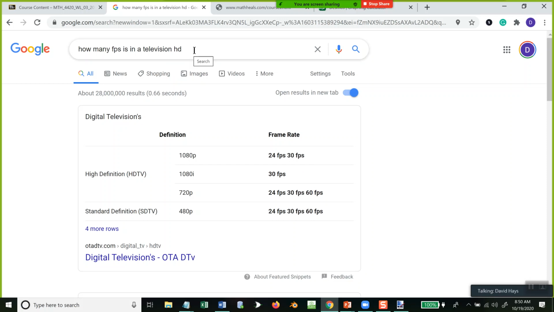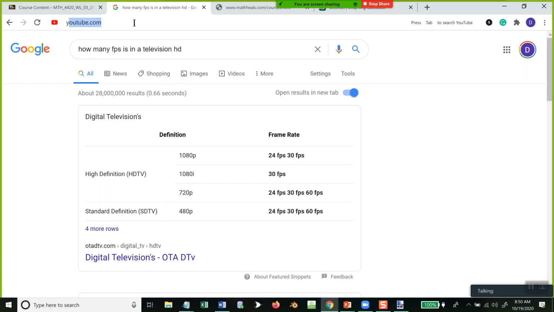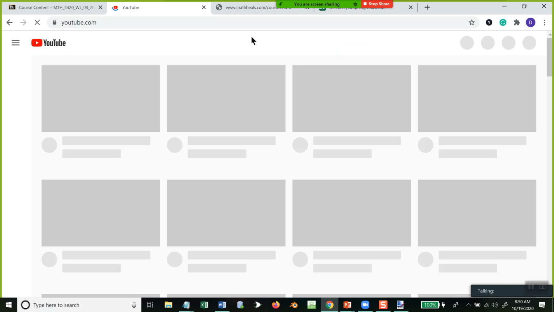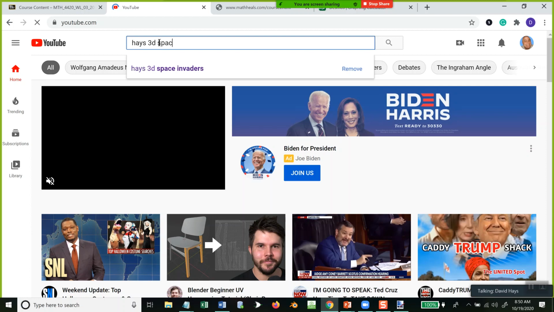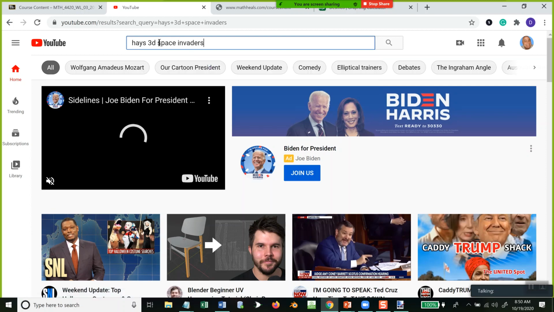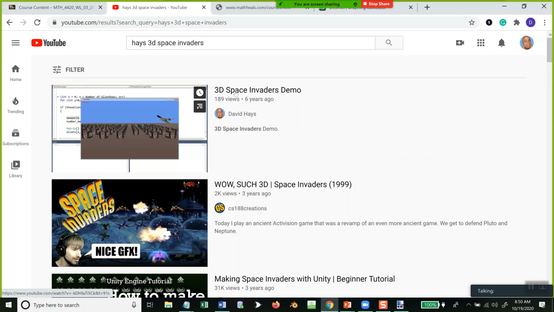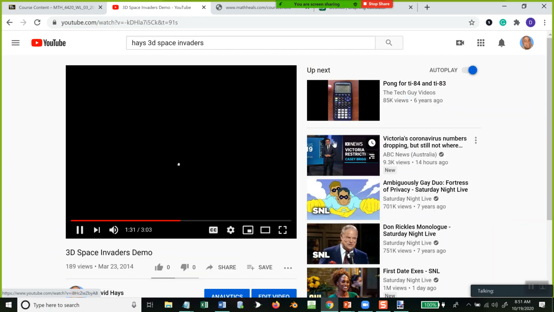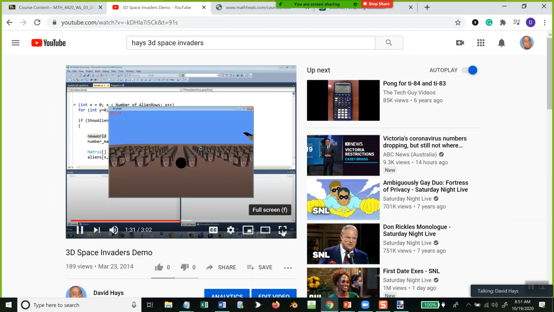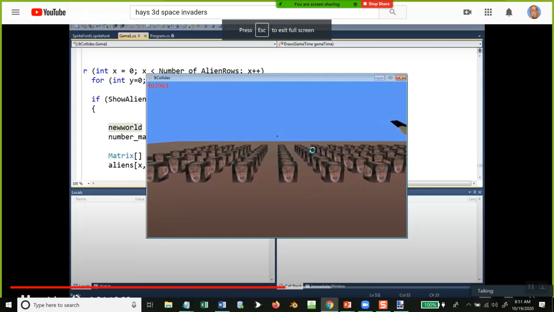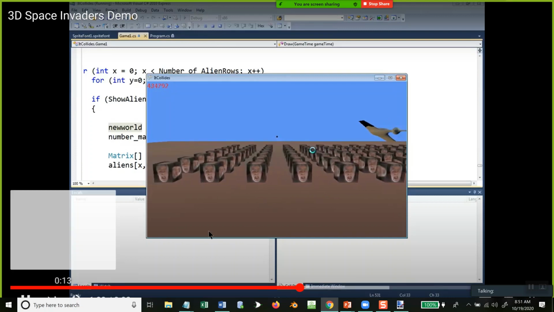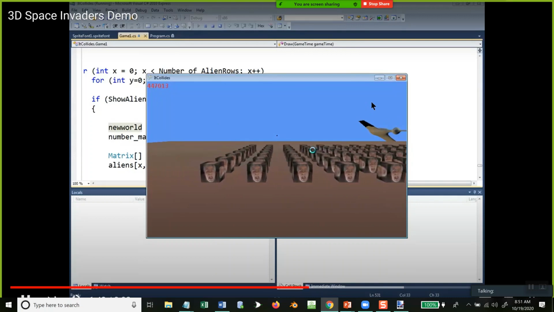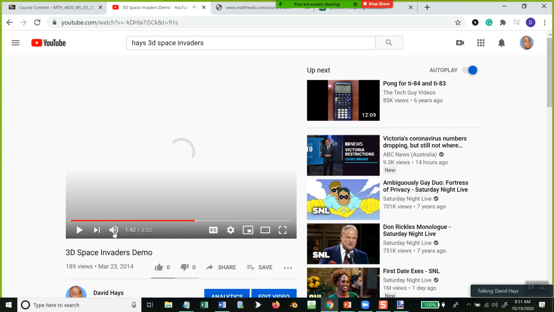Let me see if I can. 3D Space Invaders. This we'll talk more about. I'll show this video again once we get to matrices. Now, if you look in the upper left-hand corner, try to shut the sound off. Let's see there. Okay.